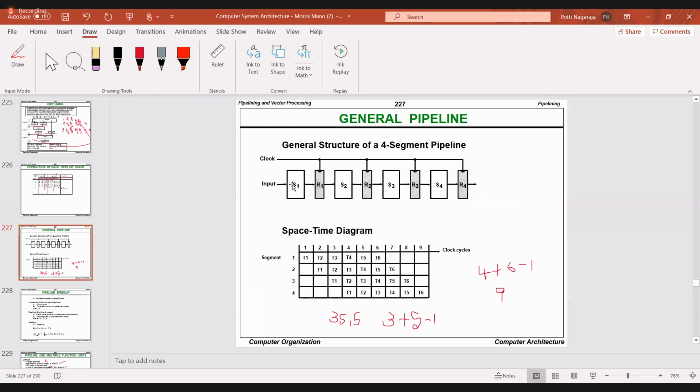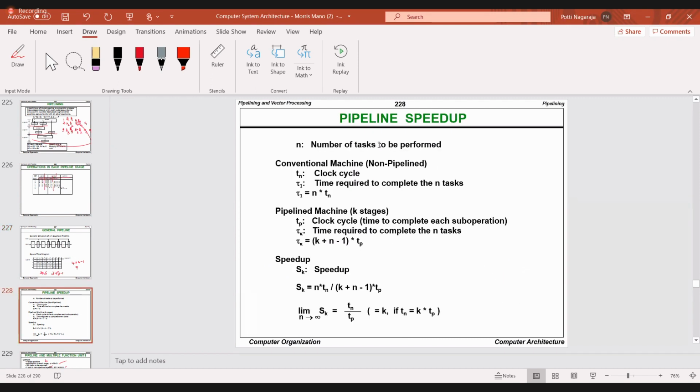First segment, followed by the register. Registers are given the clock signal, and this is the space diagram. It is used to identify how many clock cycles are required to complete our operation. Assume 4 segments and 6 tasks: T1, T2, T3, T4, T5, T6. By k plus n minus 1, 4 plus 6 minus 1, 9 clock cycles are required. Now pipeline speed up means non-pipeline to pipeline.